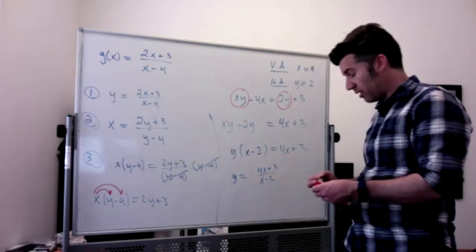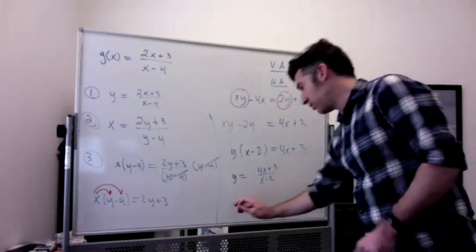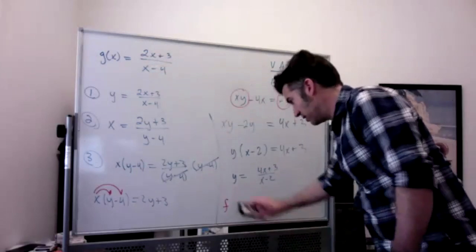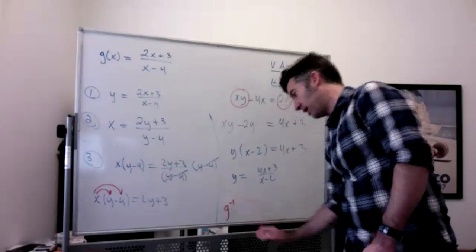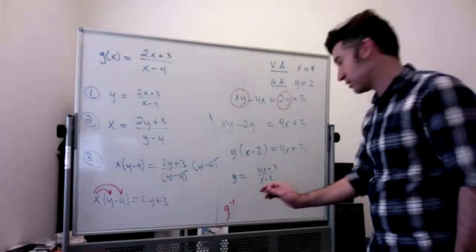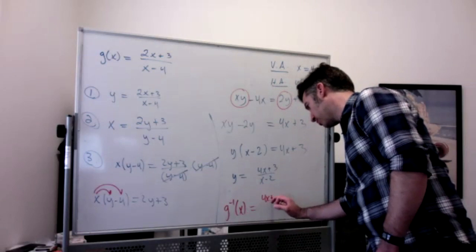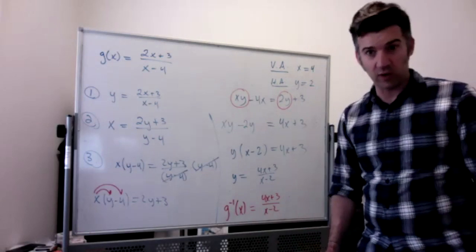And then lastly, again, kind of a nothing step, we would write it as g inverse, which looks like g to the power of -1, but we say g inverse of x equals 4x plus 3 over x minus 2. And that is your inverse function.